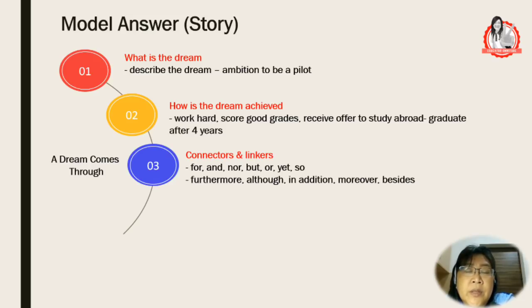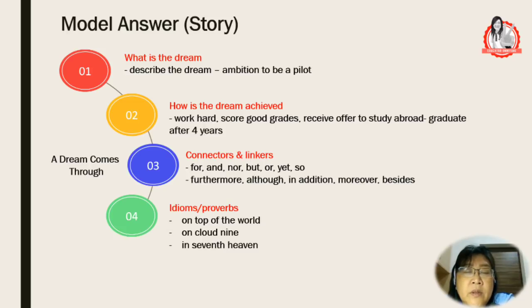So for number 3, again, remember the connectors and linkers. For example, for, and, nor, but, or, yet, so, and furthermore, although, in addition, moreover, besides. So number 4, idioms and proverbs, they can make your writing better. Example, you can write on top of the world, on cloud 9, in 7th heaven.